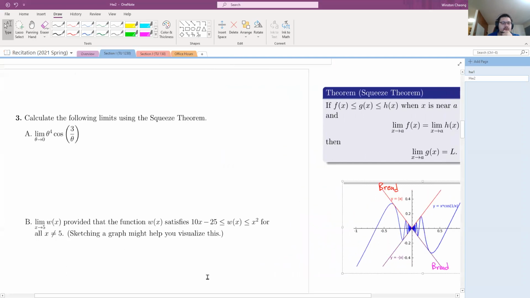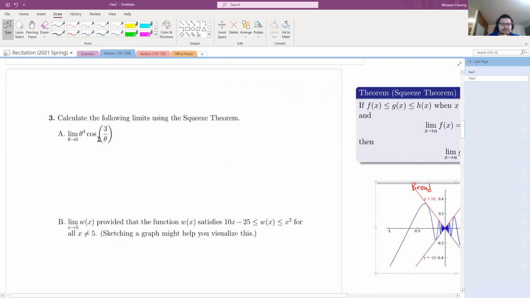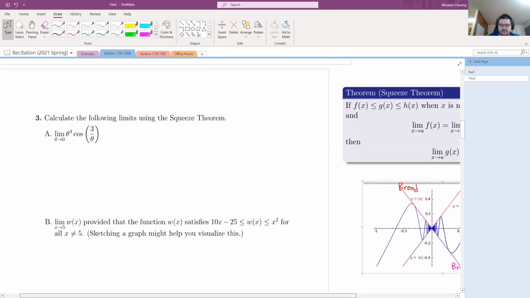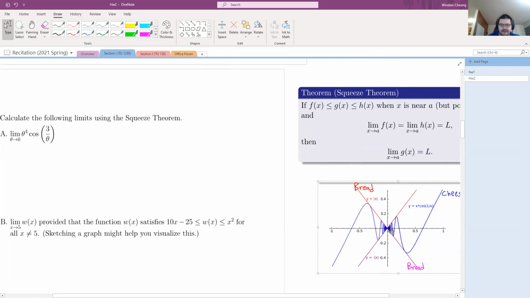Okay. And so let's take a look at this function that we're given now. This type of function is very common for these squeeze theorem type of problems, where you've got this cosine and you've got this 1 over theta, 1 over x. Because what happens is it's just like in this picture, actually. You've got this sine function that ends up oscillating faster and faster as you approach 0. Very common pattern that you see among problems.